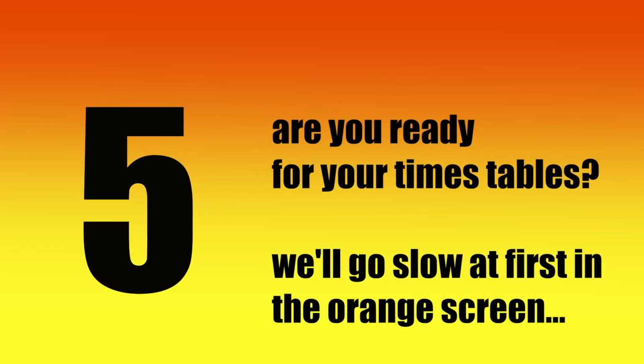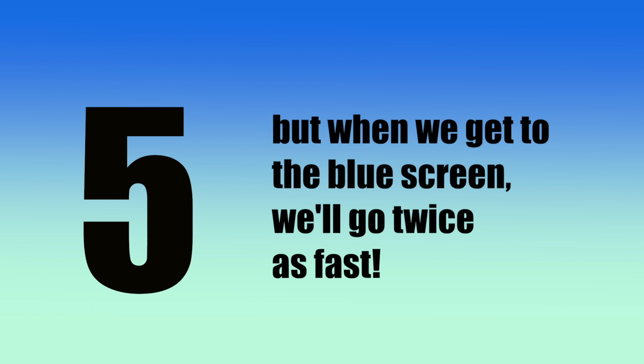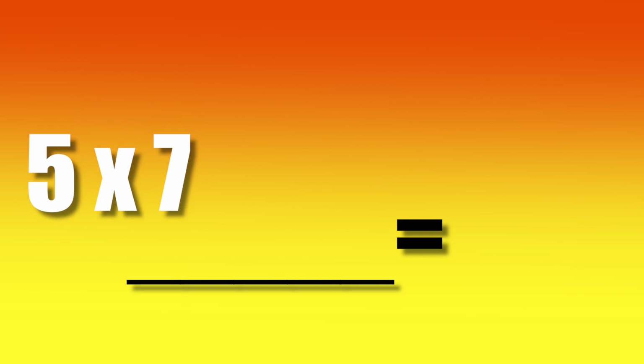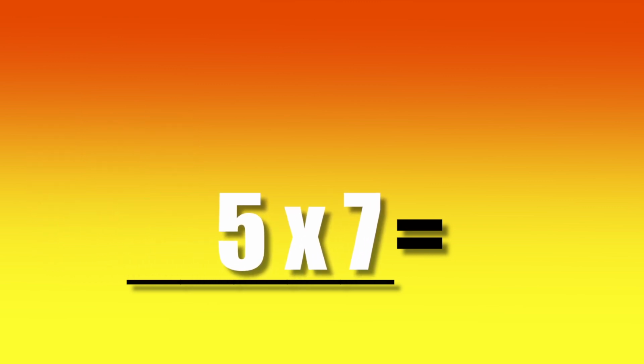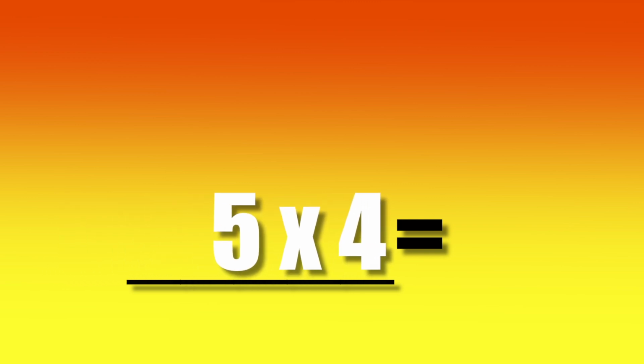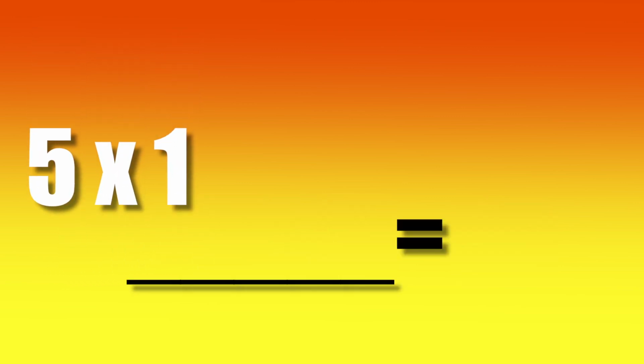Are you ready for your times tables? We'll go slow at first in the orange screen, but when we get to the blue screen, we'll go twice as fast. Ready? 5 times 7, 35. 5 times 4, 20. 5 times 1, 5.